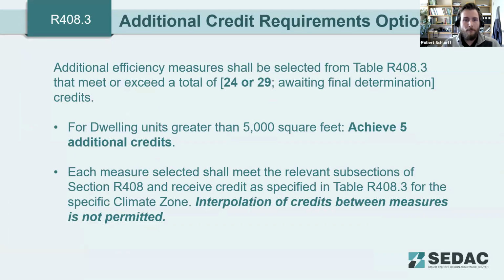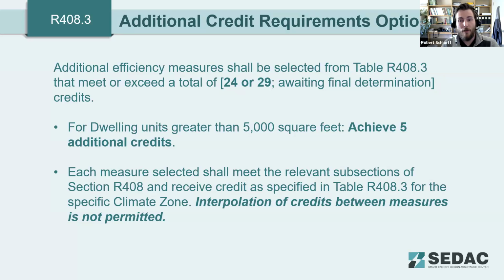All right, so additional credit requirement options. What I just talked about was the prescriptive path through R408. Now we're looking at the points path through R408. So we have a prescriptive compliance project. We are complying with R408, and we've decided to comply with R408 by achieving a certain amount of points. At the moment, that point amount for a typical average house is set at 24 or 29 points. Again, as Ryan mentions, a lot of this content is still in development and still not completely firm. So we're looking at 24 to 29 points for an average home.